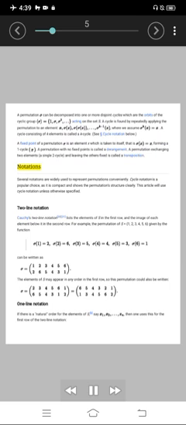Notations. Several notations are widely used to represent permutations conveniently. Cycle notation is a popular choice, as it is compact and shows the permutation structure clearly. This article will use cycle notation unless otherwise specified. Two-line notation. Cauchy's two-line notation lists the elements of S in the first row, and the image of each element below it in the second row. For example, the permutation of S equals {1, 2, 3, 4, 5, 6} given by the function can be written as follows. The elements of S may appear in any order in the first row, so this permutation could also be written differently.